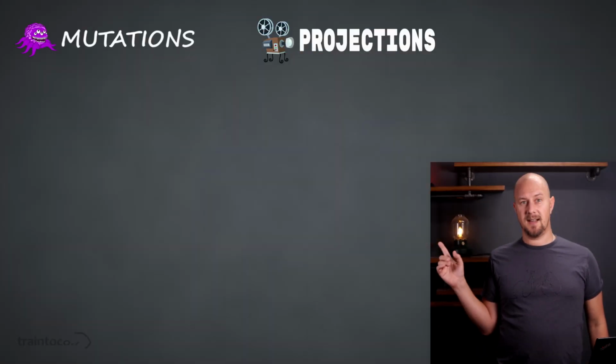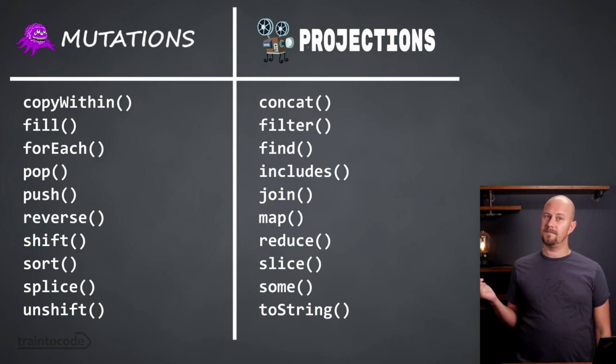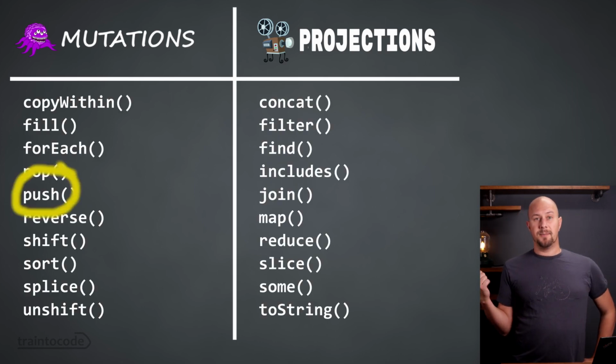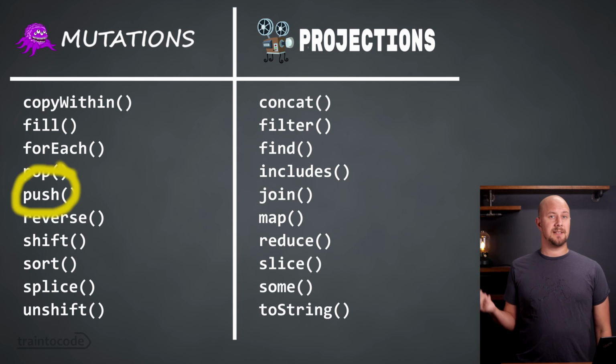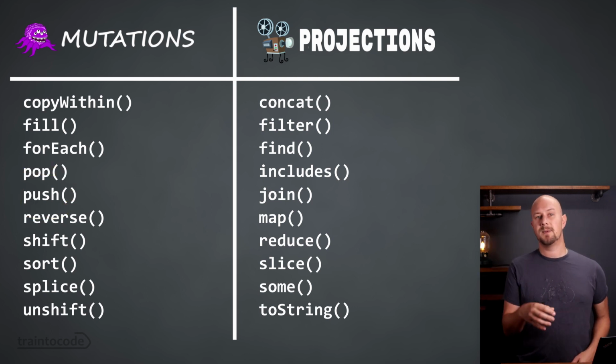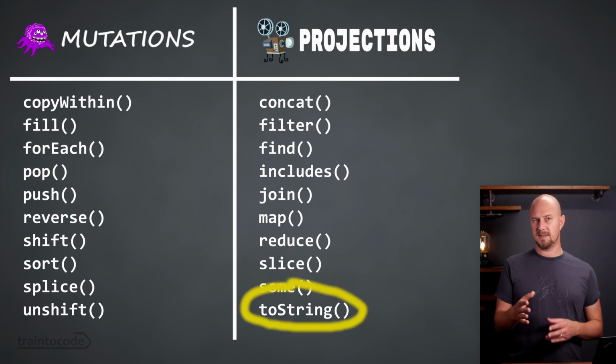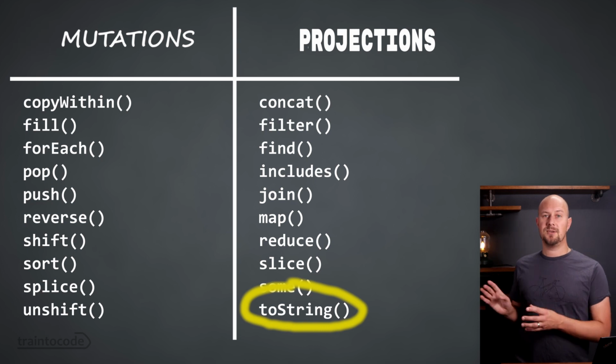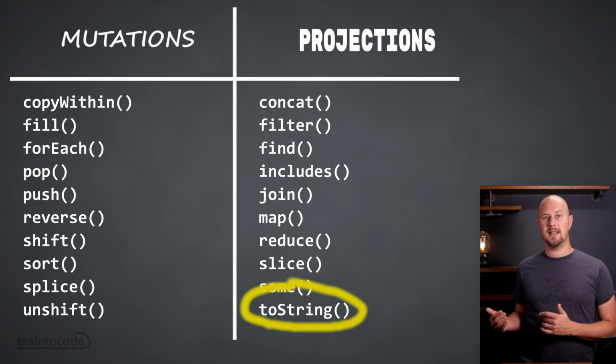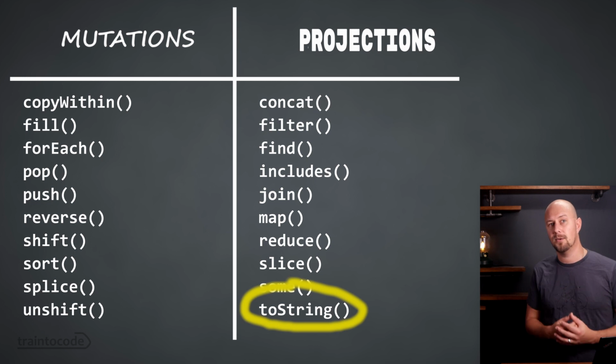So given these two types of operation, we can group this big long list of array methods into two categories: immutable projections and mutations. Here they are. You can see that array.push is on the left-hand side because it's a mutation, whereas toString, which is a function on most JavaScript objects, that's on the right because toString projects the array into a new string. It doesn't modify the actual array at all.